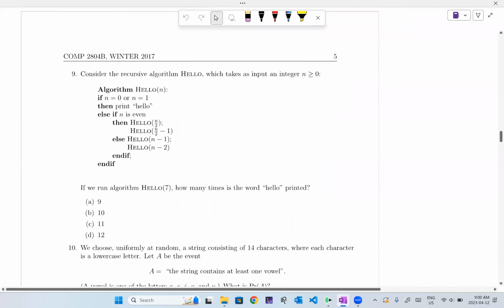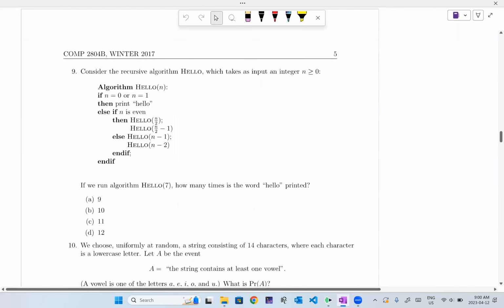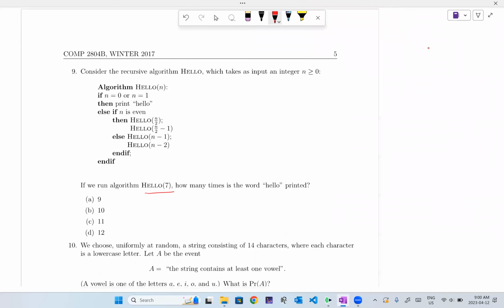Recursive algorithm, hello. This says hello 7. Because this is such a low number, I've shown you a couple techniques you can use. This I'm just going to build from the bottom up. Right, so I'm going to say H0 is the result of hello 0. And so I want to find out how many times the word hello is printed. If I give an input of 0, then I print hello once, and that's it. So H0 equals 1.